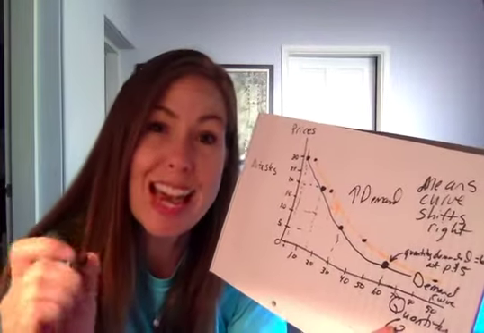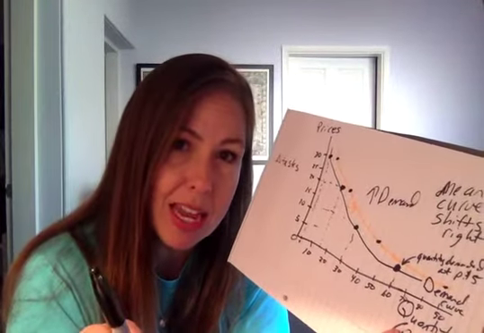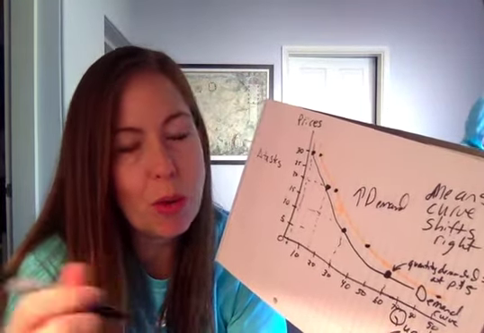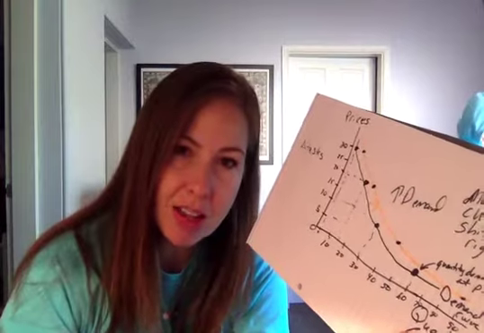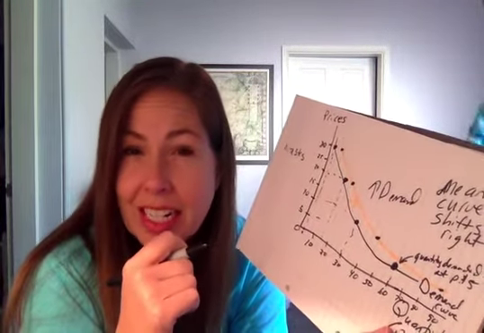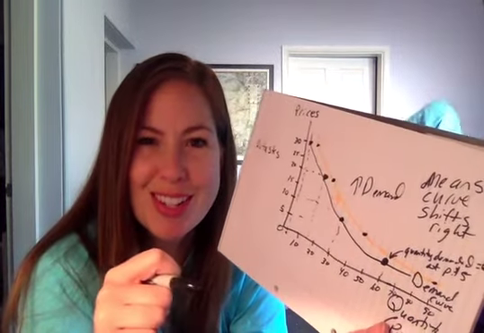Normal goods are goods that we demand more of when we make more money, whereas inferior goods are goods that we demand more of when we make less money, when our income falls. So your book, I think, talks about ramen noodles as an inferior good. The poorer we are, the more ramen noodles we have.